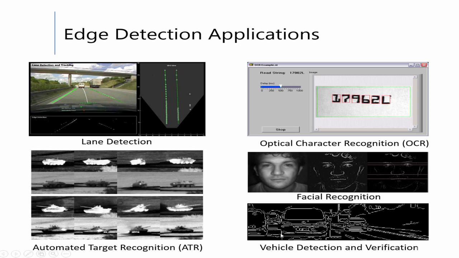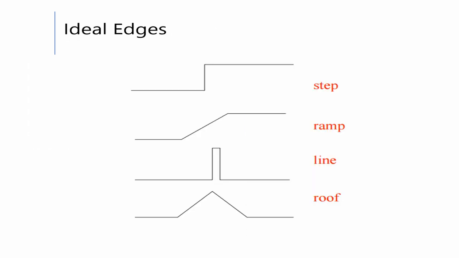So if the histogram of the left side is identical to the histogram of the right side, we can verify that this is a symmetrical image and thus could be a car.